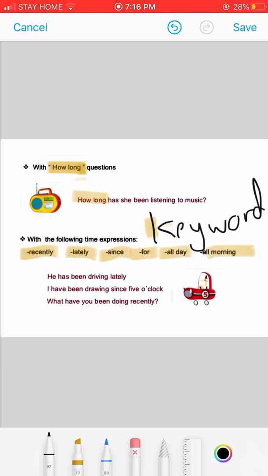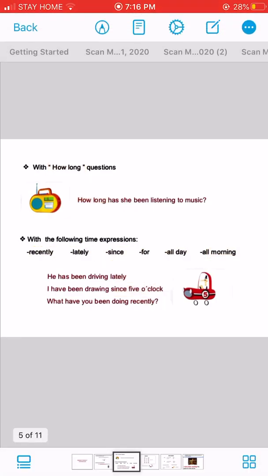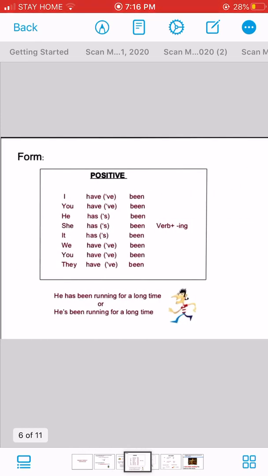We will talk about keywords inshallah tomorrow. He has been driving lately. I have been drawing since 5 o'clock. What have you been doing recently? Tomorrow inshallah we will talk about the keywords. Now let's see the form.